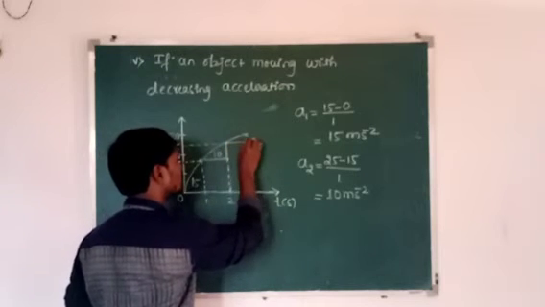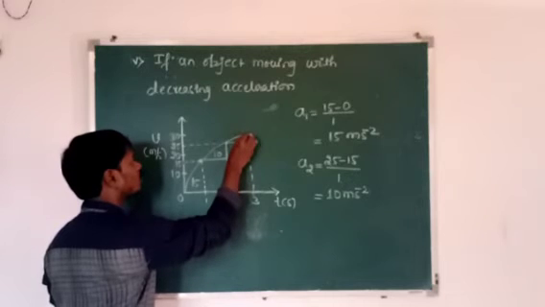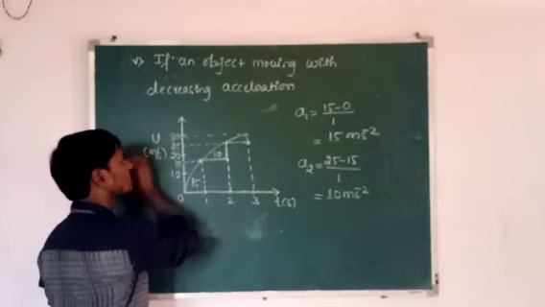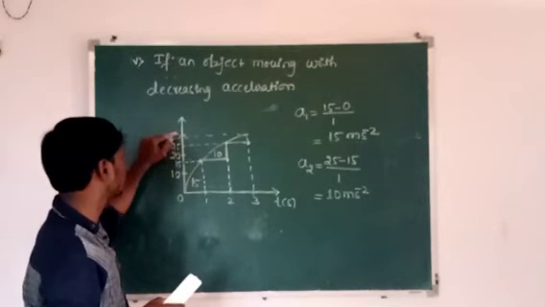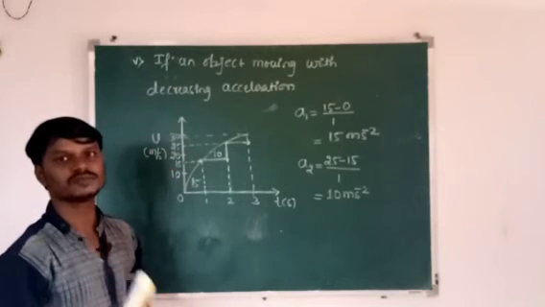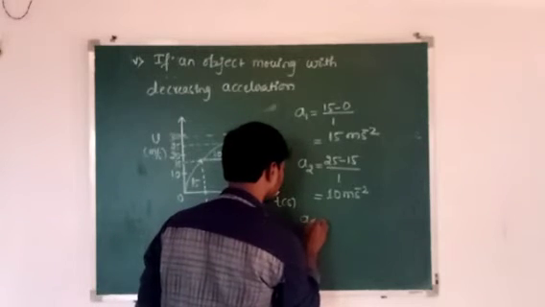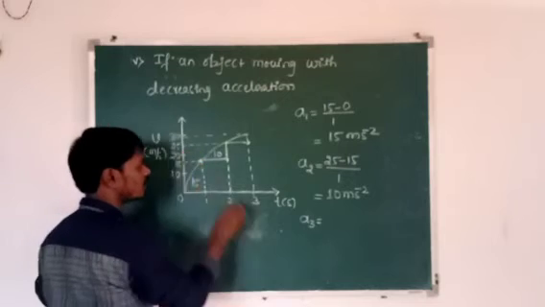See here. Now this point is at 25, then what about this point? Supposed to be, I will take it as 28. Why 28? Because this point lies in between 30 and 20 and this point is near to 30, so I will take it as 28. Then what is the acceleration in this case? Here it is 28 minus 25.